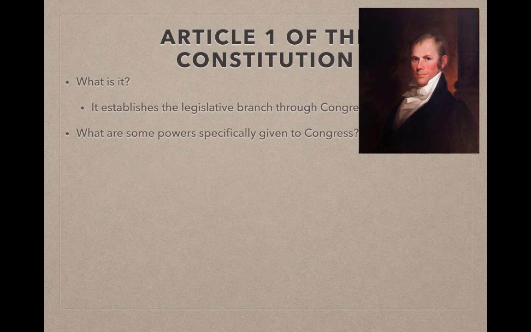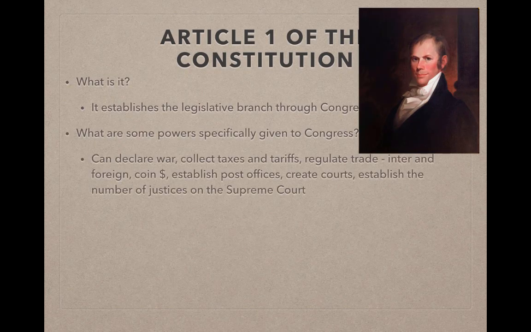What are some powers specifically given to Congress? Well, they can declare war. They can also collect taxes and tariffs. They can regulate trade, both inter and foreign. And U.S. history people will remember interstate trade means trade between 2 or more states. Intra, I-N-T-R-A, is trade within a state. So that's controlled by a state itself, whereas inter is controlled by the federal government.